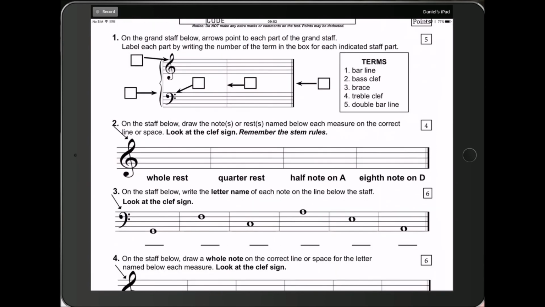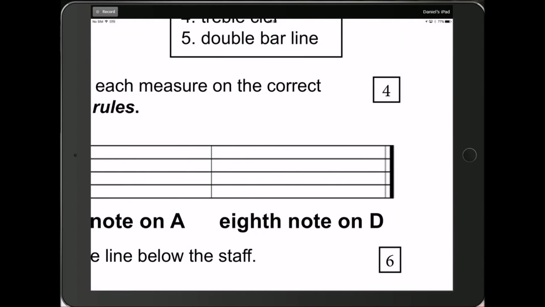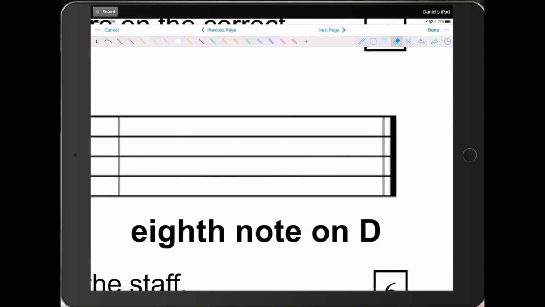So, whoops, what just happened? Oh, let's go back. I don't know what just happened there. My iPad is on the fritz.